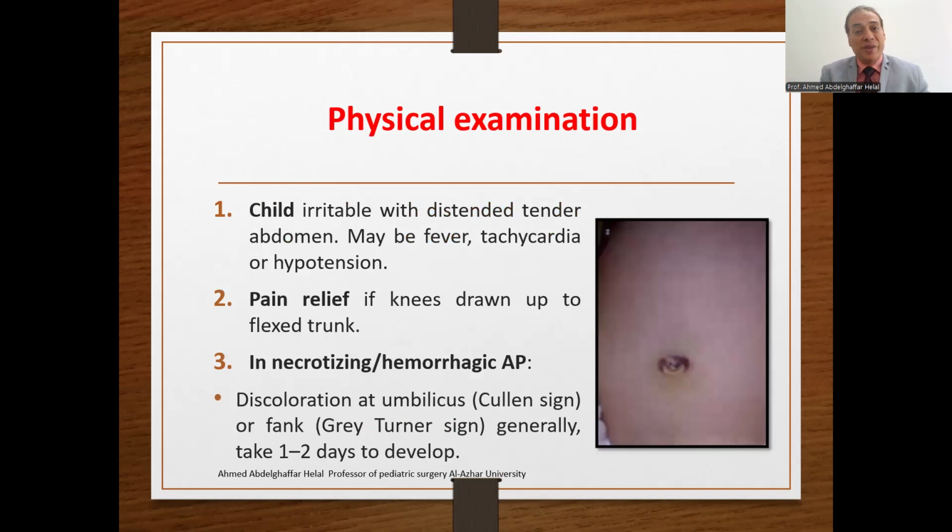This is followed by the physical examination. The child is usually irritable with a distended, tender abdomen, and may have fever, tachycardia, or hypotension. Also, pain relief when the knee is drawn up to the flexed trunk is a sign. There may be ecchymosis around the umbilicus or purple discoloration, which is called Cullen sign, or in the flank, which is called Grey-Turner sign. However, these ecchymoses take about 1 to 2 days to develop.